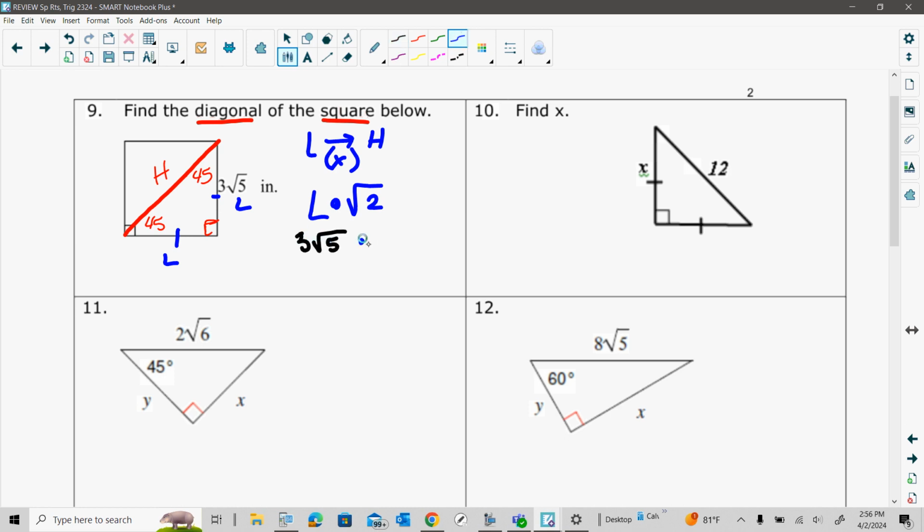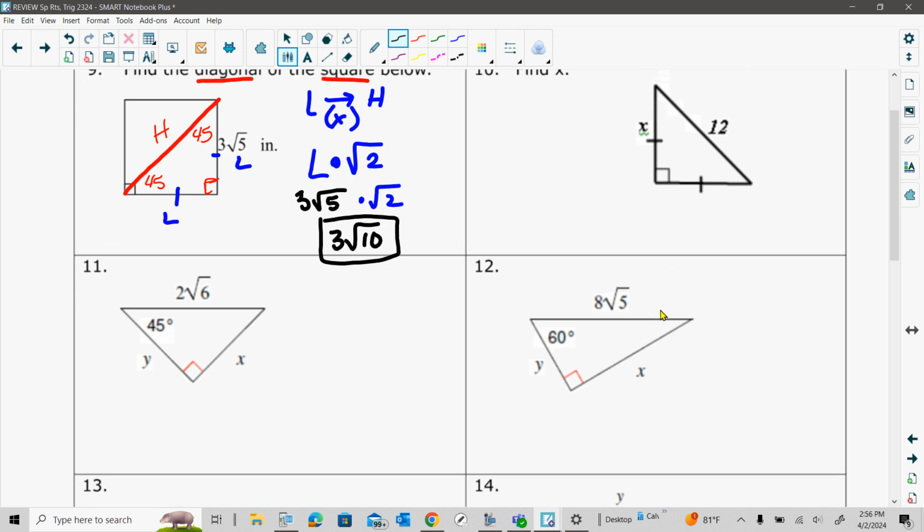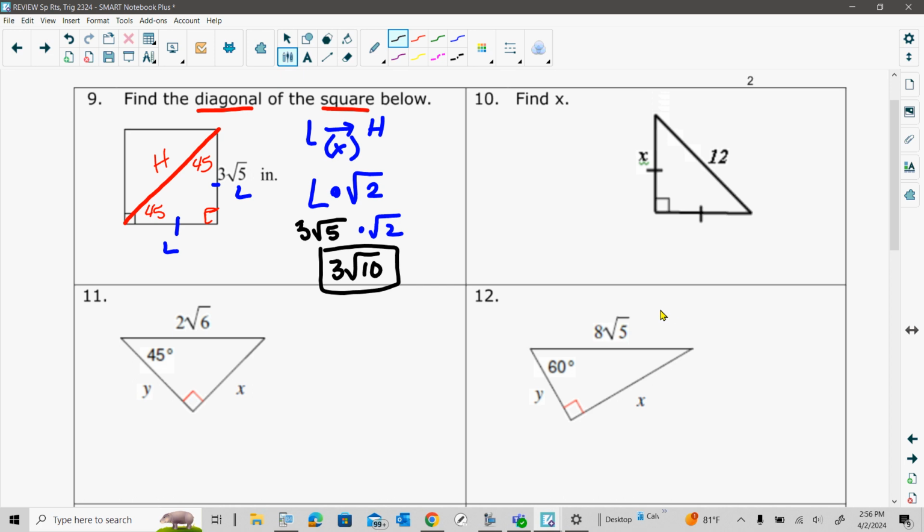So when I multiply that by root 2, we get 3 root 10. And that's our answer for our diagonal, which is our hypotenuse. Now we talked about on number 10, if they just give you tick marks, they're showing you a right isosceles. So even though they didn't put 45, this is 45, and 12 is your hypotenuse, and you're trying to get back to a leg. So that means division. We're taking that 12, dividing by root 2. Some of you know the shortcut. Our final answer here should be that our x equals 6 root 2.